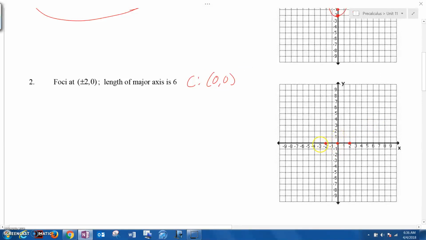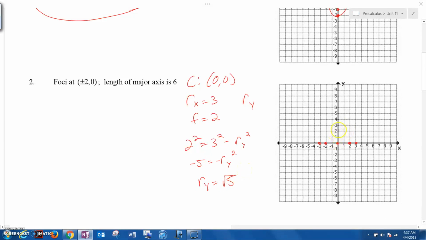I also know the length of the entire major axis is 6, and by the way, the major axis will be in the x direction because the foci are always on that. So if I'm at the center and I need to go 6 total, that's 3 in each direction. So I'm telling you that Rx is equal to 3. I'm also telling you that f equals 2. So now we can find Ry. 2 squared is equal to 3 squared minus Ry squared. 4 minus 9 is negative 5, equals negative Ry squared. So Ry is equal to root 5.